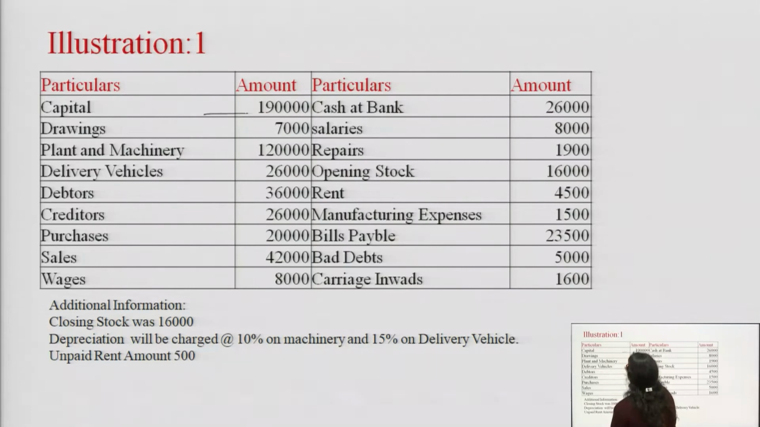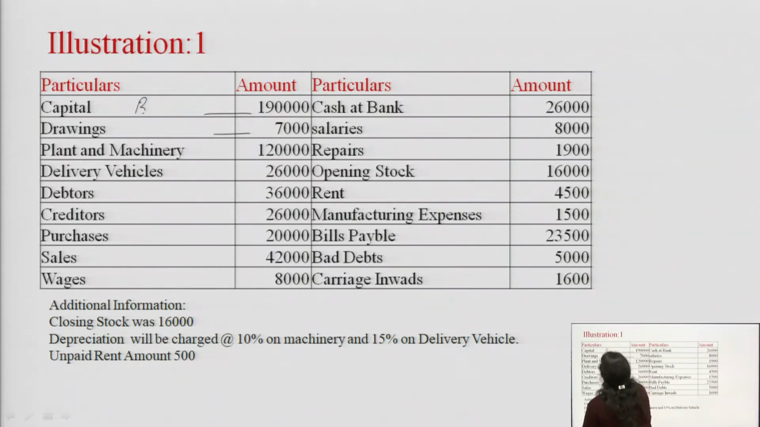The question gives capital, drawings, plant and machinery, delivery vehicles, debtors, creditors, purchase, sales and wages. Similarly, cash at bank, salaries, repair, opening stock, rent, manufacturing expenses, bills payable, bad debts and carriage inward. These are the additional information already given. Firstly, I will show you how we transfer these expenses into the balance sheet, the P&L or the trading account.